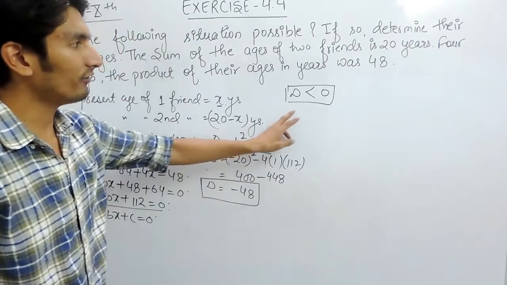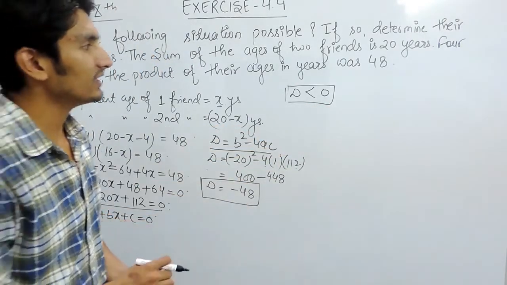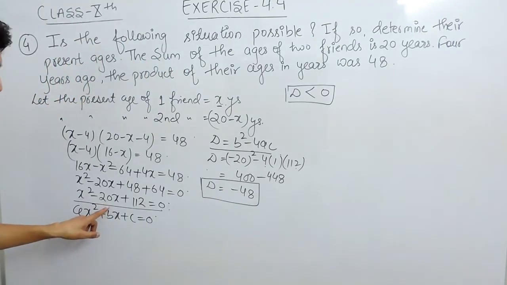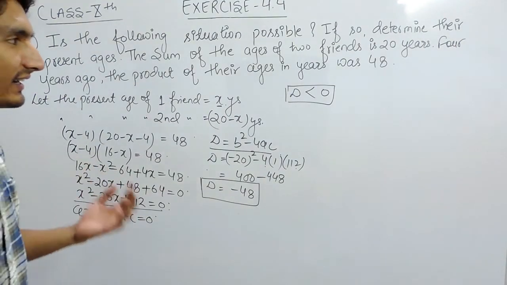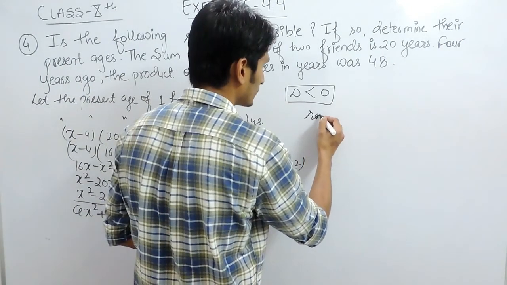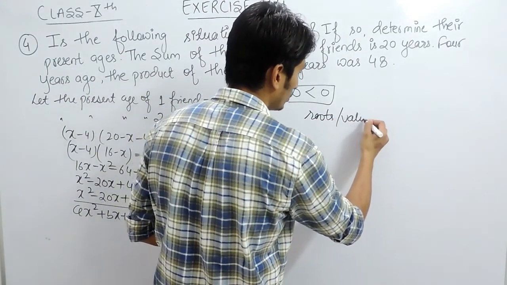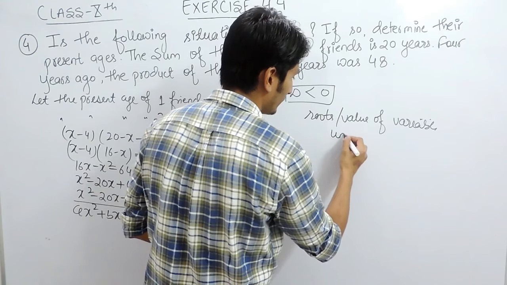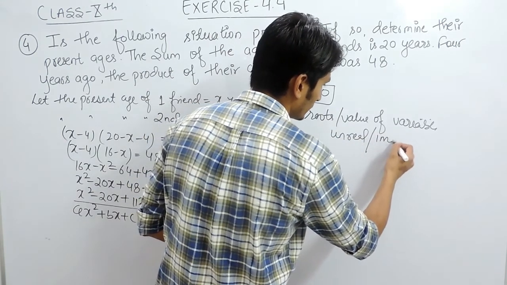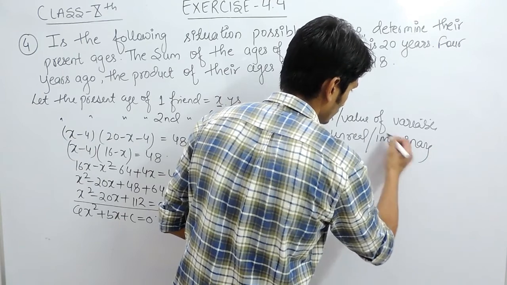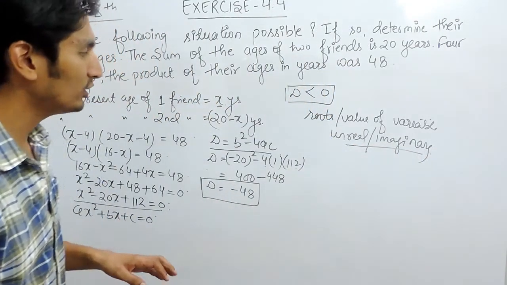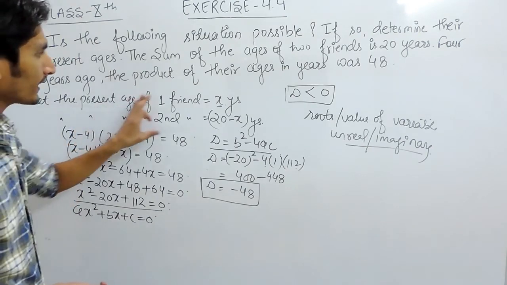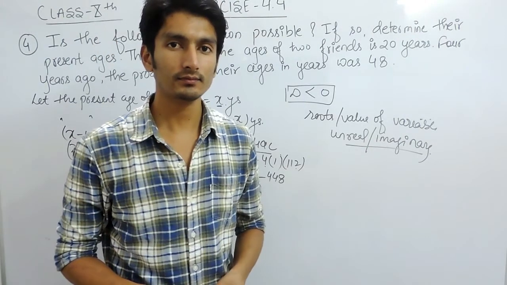And whenever the value of D is less than 0, in this case the roots of any quadratic equation, or you can say the value of the variable in any quadratic equation, is not real. Means in this case the roots, or you can say the value of the variable, will be unreal, which is imaginary. So because the roots, or you can say the value of this variable, is imaginary, this condition is not possible. Thank you.